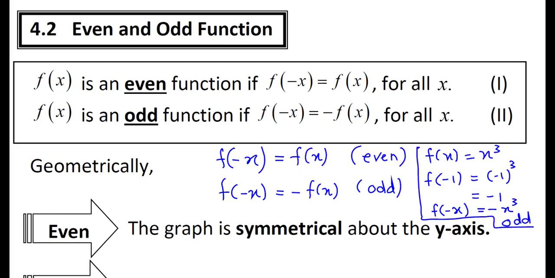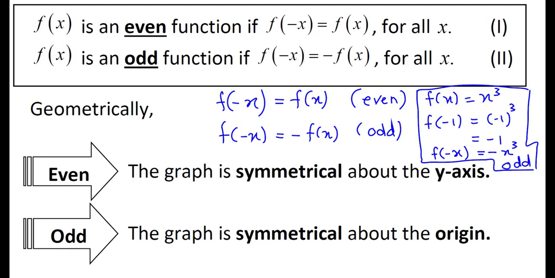Okay, this is another example. Let's say f(x) is x squared. And then you substitute negative 1. So you will get negative 1 squared, and then you will get 1. So this means that f(negative x) is equal to x squared. So this one is an even function.